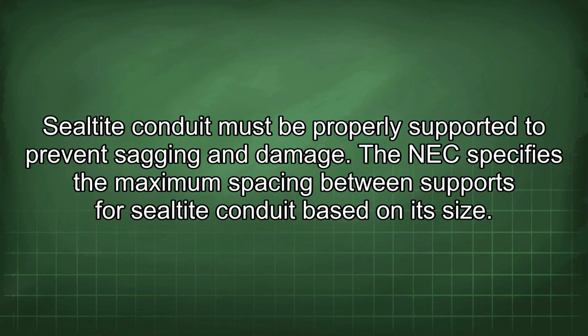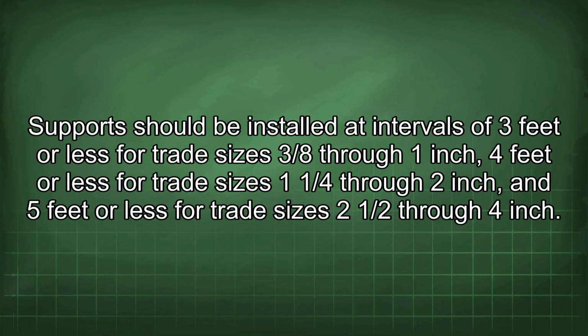Sealtite conduit must be properly supported to prevent sagging and damage. The NEC specifies the maximum spacing between supports for Sealtite conduit based on its size. Support should be installed at intervals of 3 feet or less for trade sizes 3/8 through 1 inch, 4 feet or less for trade sizes 1/4 through 2 inch, and 5 feet or less for trade sizes 2 1/2 through 4 inch.